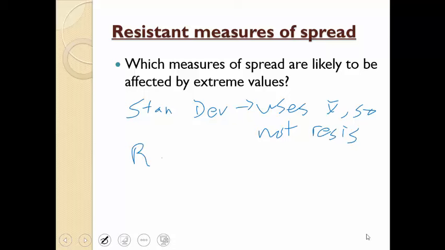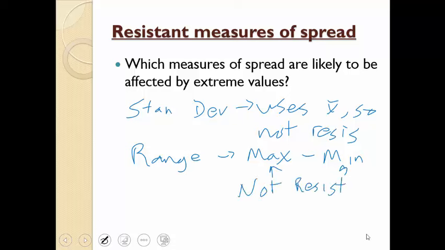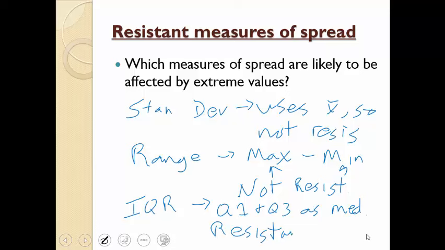Think about the range. The range is max minus min. Well, if there's an extreme observation, likely it's going to be one of these two things. So again, not resistant. And the other one that we do know, the IQR, well, you think about it, if there's an extreme observation, will that really affect the quartiles? And here the quartiles, again, are just medians, right? Q1 and Q3, we can think about them. They're medians, and we've seen it before. The median is actually resistant. So the IQR is actually a resistant measure of spread.